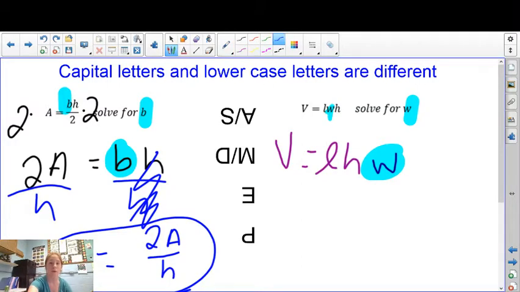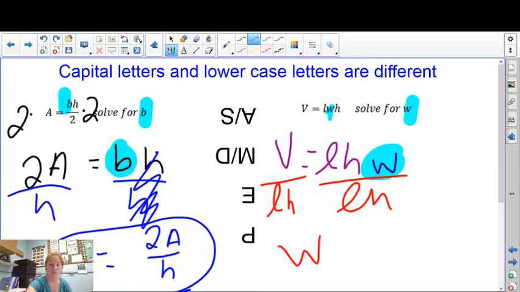So to undo multiplication, I'm going to go ahead and divide. And what I do to one side, I do to the other. And yes, I write part cursive. That's why I try and type stuff. No one likes my handwriting. So W is equal to big capital V divided by L, H.